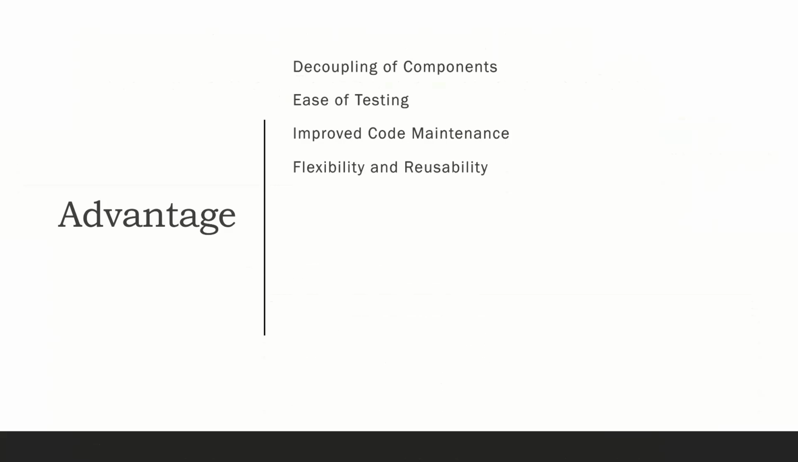Flexibility and reusability. Components designed with IoC and DI in mind are more reusable because they can be easily repurposed or moved into different environments or applications. This flexibility also means that the application can adapt more easily to new requirements or technologies.